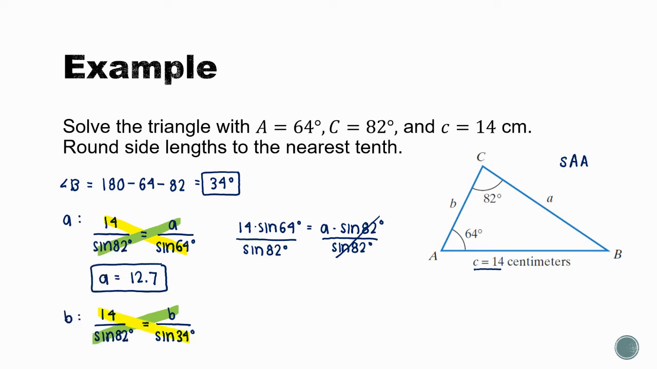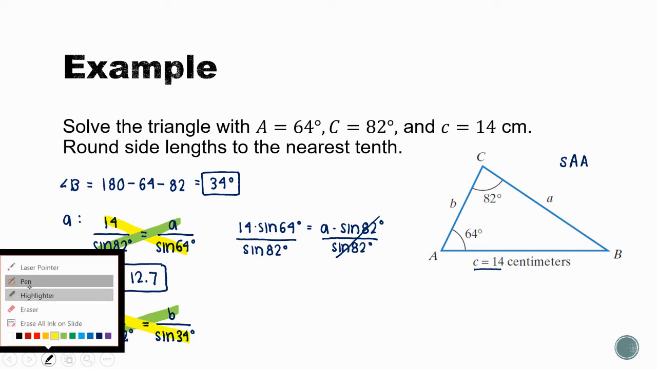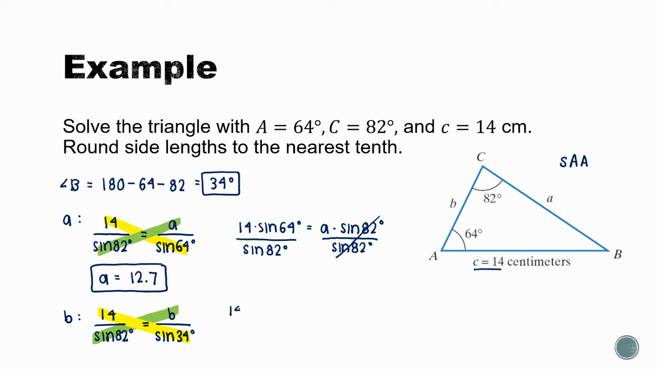So once again, the 14 is going to get multiplied by the denominator in the other fraction. So that is 14 times the sine of 34 degrees. This is going to equal then b being multiplied by the denominator in the first fraction, which is the sine of 82. We want to get the b by itself. So once again, to undo that multiplication, we are going to divide. And then we are going to carefully put it into the calculator and we will round.